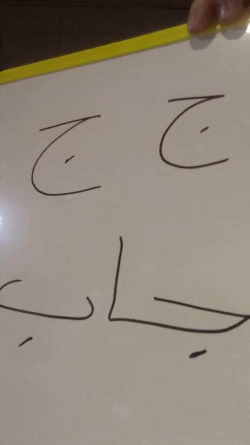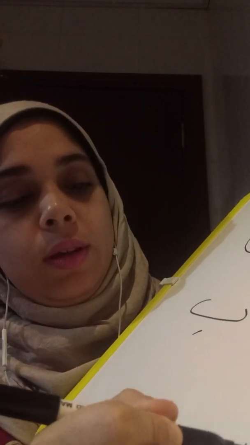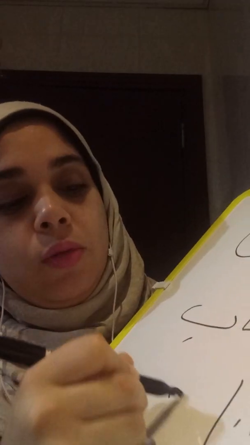Jaba. Okay. Another word: Taj. Taj means a crown of the king.